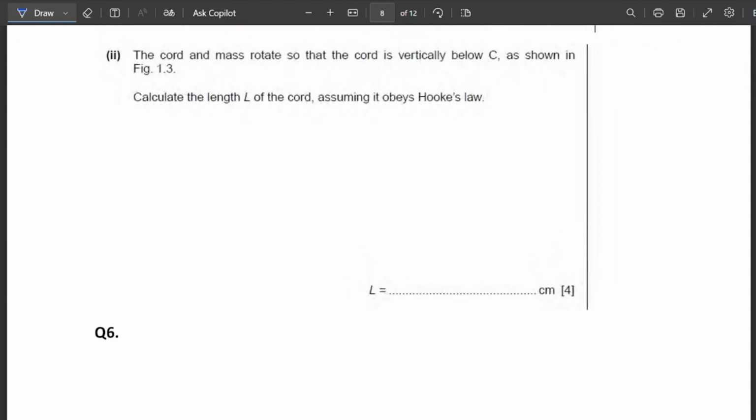Moving on to the next part, it says the cord and mass rotate so that the cord is vertically below C. Okay, it's vertically below C now. As shown in figure 1.3, calculate the length of the cord, assuming it obeys Hooke's law. So they've already told you, I told you this was going to be a Hooke's law problem because that's why we had extension and original lengths in the first place.